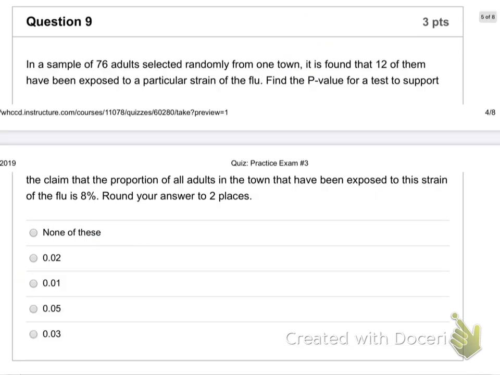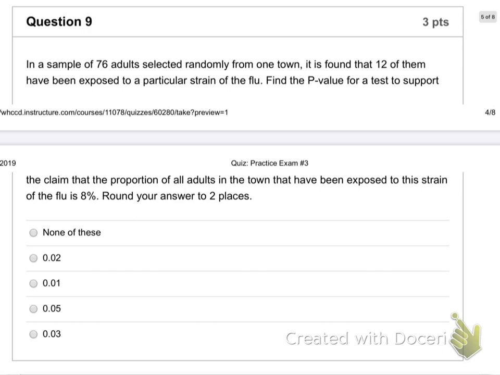To number 9 then. In a sample of 76 adults selected randomly from one town, it is found that 12 of them have been exposed to a particular strain of the flu. Find the p-value for a test to support the claim that the proportion of all adults in the town that have been exposed to this strain of the flu is 8%. Round your answer to 2 places.